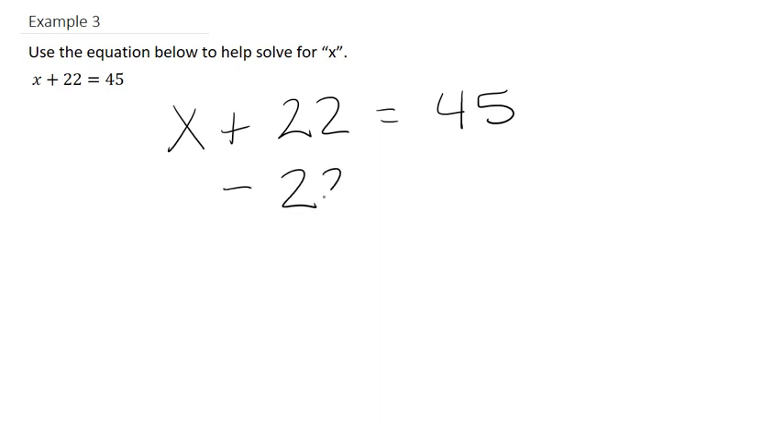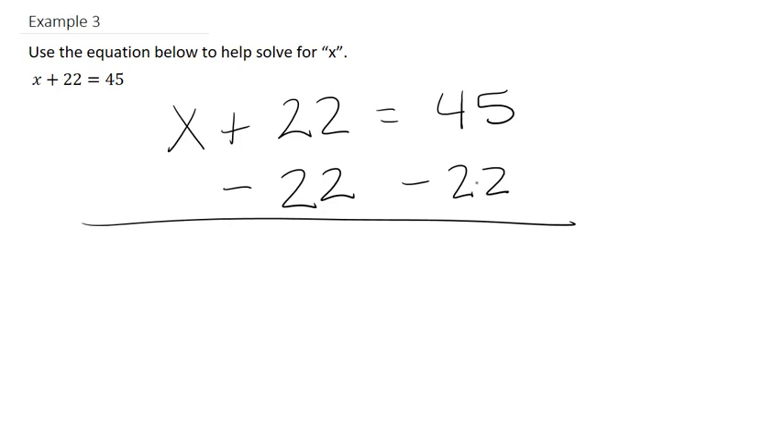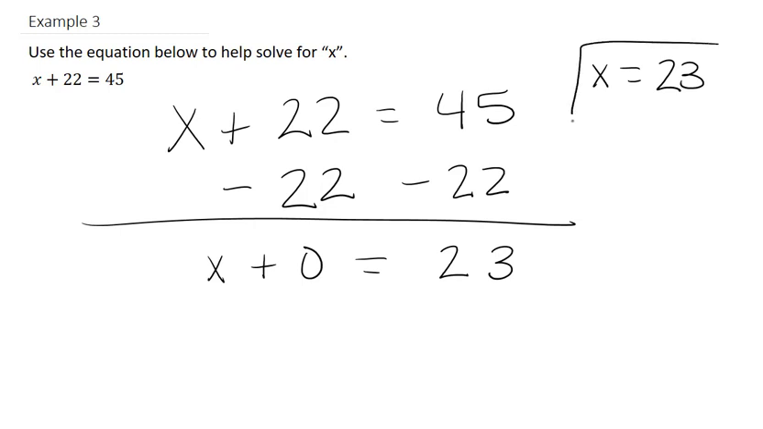We're going to go ahead and do the opposite and subtract on both sides, because what do we do on the left-hand side? We must do to the right-hand side. So now we have x plus 0, because 22 minus 22 is 0. Then we have 45 minus 22. 5 minus 2 is 3. 4 minus 2 is 2. So x is equal to 23.